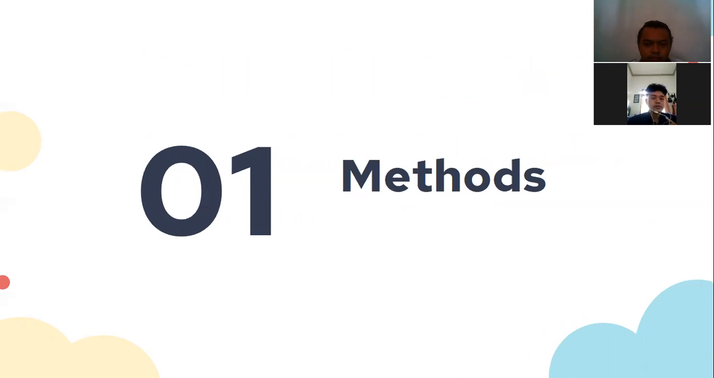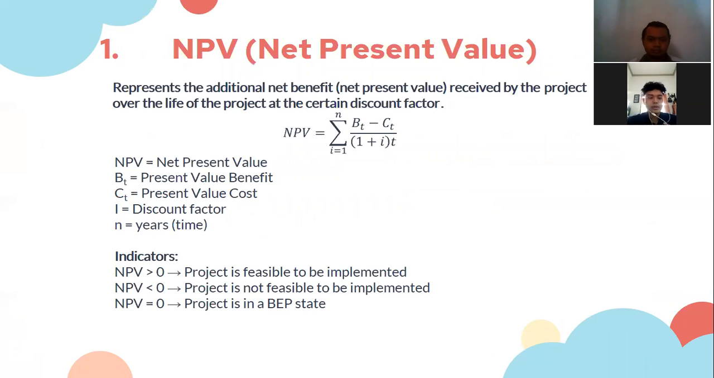So the methods. The first one is NPV, or net present value. NPV represents the additional net benefit, or net present value, received by the project over the life of the project at a certain discount factor. So the formula of NPV is NPV equals the sum of (BT minus CT) over (1 plus i) to the power of t, from t equals 1 until n, where NPV is net present value, BT is present value benefit, CT is present value cost, i is discount factor, and n is years or time.